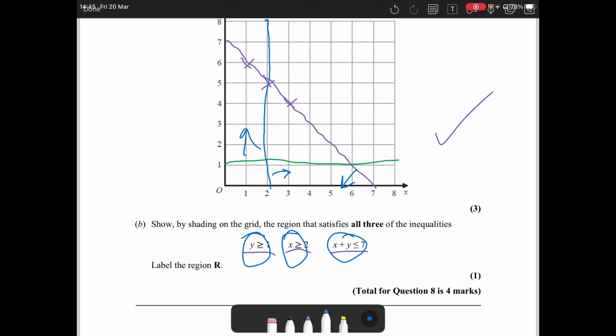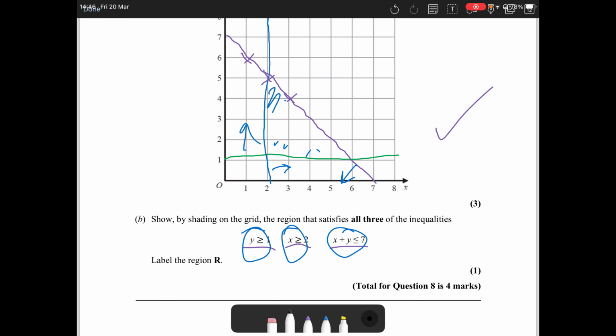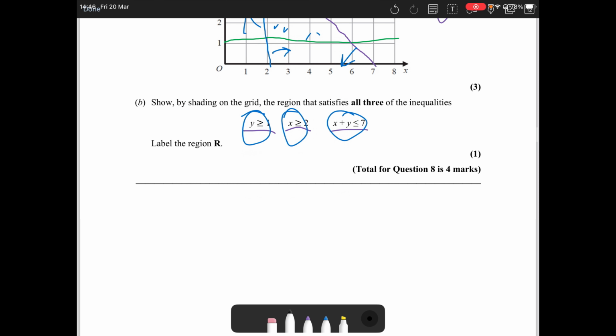So which area do all of those 3 conditions, where are they all satisfied? It's this area here, isn't it? So shade that in and label it R. In fact, you don't need to shade it in. From an examiner standpoint, just make it very clear R. Try not to shade it because the R may not be visible.